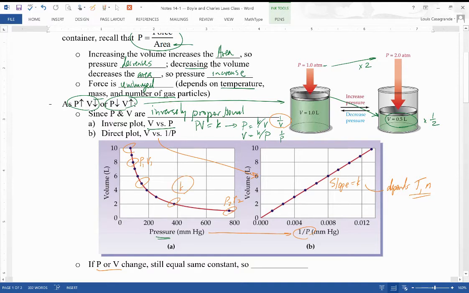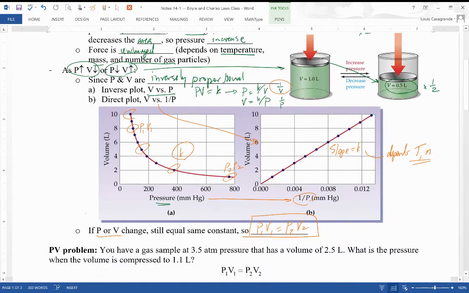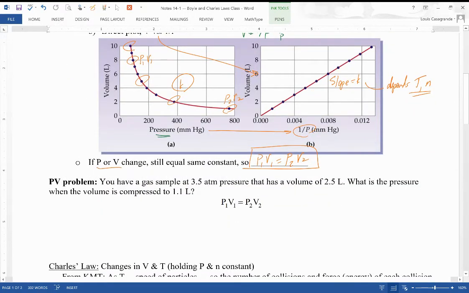So we can set those two equal to each other, and that can be written as P1 times V1 is equal to P2 times V2. And this is the functional form for Boyle's Law that we're going to use. So a particular problem is going to give us all of these variables except for one, and I want you to rearrange to find what you're missing.